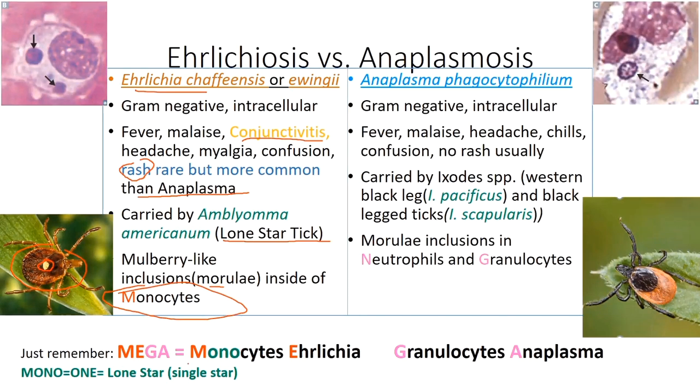And I actually added onto this mnemonic. So remember megaberry. Monocytes in Ehrlichia, so M-E, monocytes in Ehrlichia. And mono of monocytes actually means one, right? Mono means one, and that's like a lone star or a single star or one star. So the lone star tick is the one that carries Ehrlichia chaffeensis.